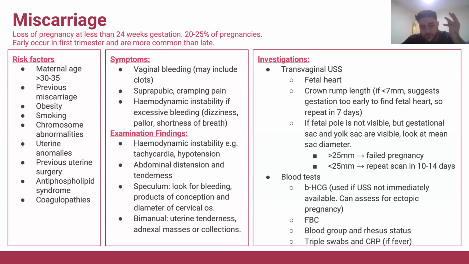Obesity and smoking are risk factors. Any sort of chromosomal abnormalities can contribute to the risk of someone having a miscarriage. So chromosomal abnormalities within the fetus, and pre-existing uterine anomalies as well. So this brings into question things like fibroids or endometriosis or adenomyosis. These will all contribute to an increased risk of miscarriage.